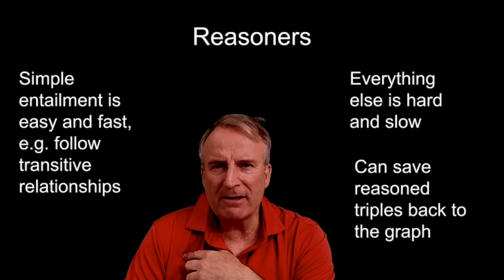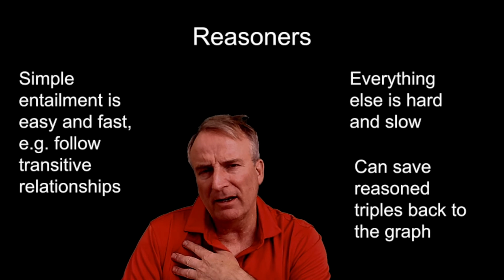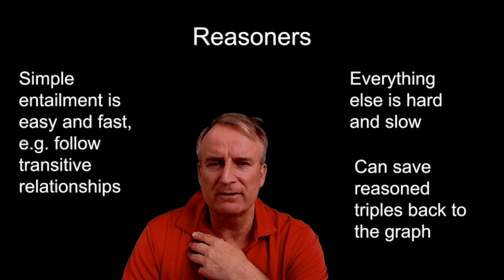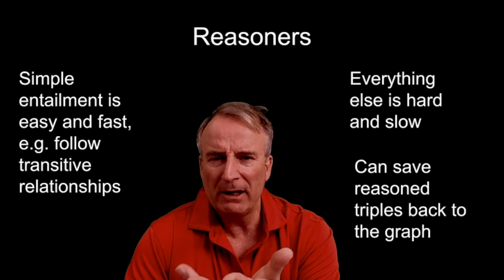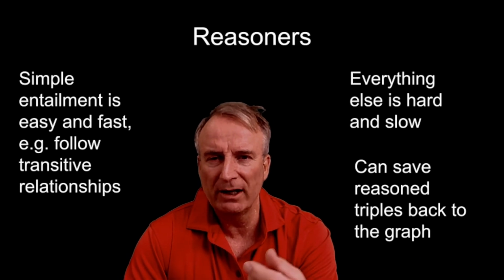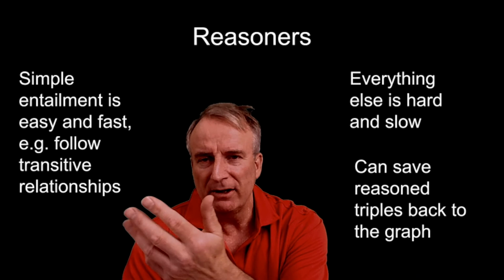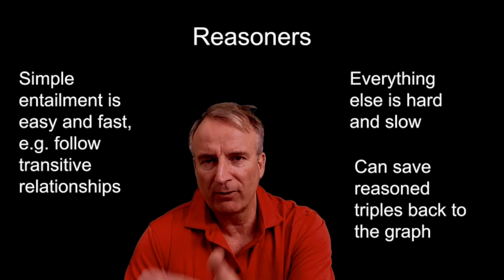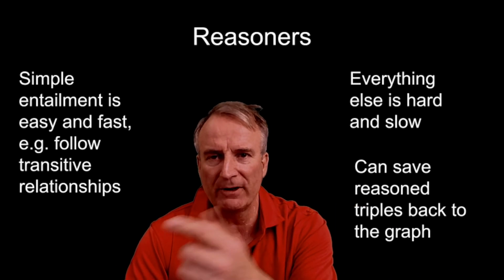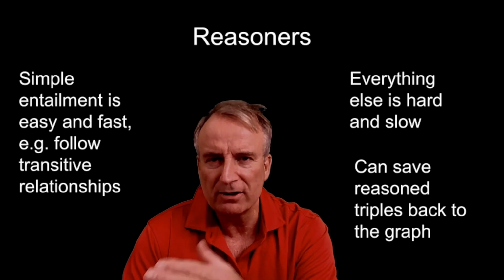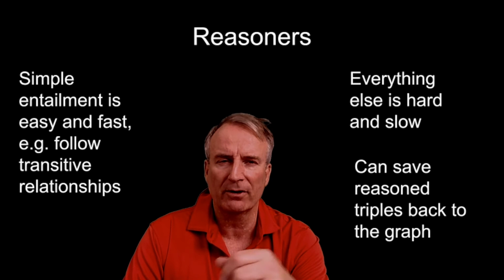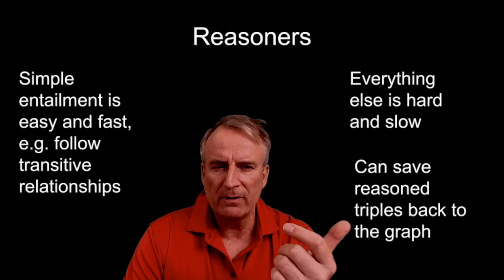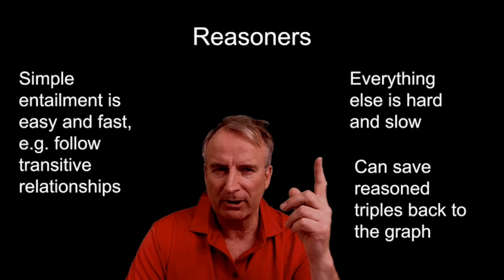There's different levels of reasoning. Simple entailment is one I kind of recommend that everybody should know about. It means we can just follow transitive relationships. So if this room is in this floor, and this floor is in this building, we've reasoned that the room is in the building just by following the same link through the graph. Beyond that, everything else becomes hard and slow.